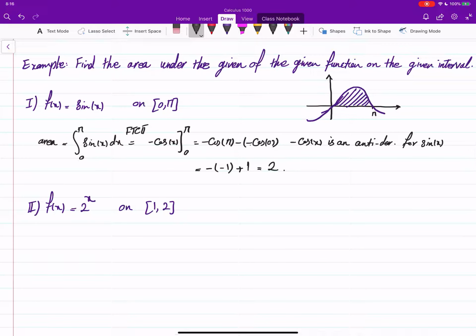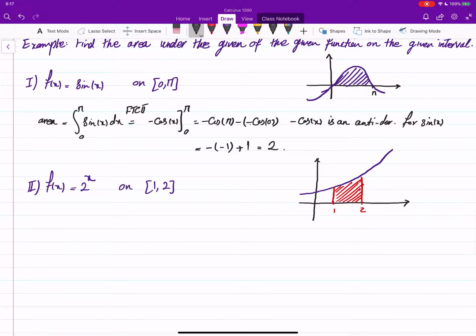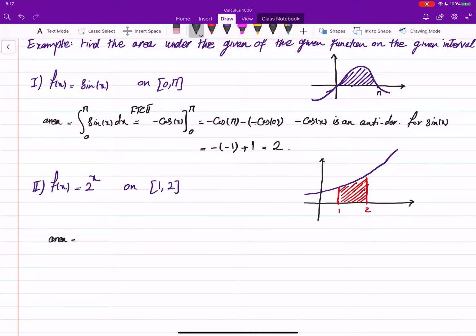This is another example. Well, remember that exponential functions are always positive functions, and in this case specifically we have 2 to the power x on the interval 1 to 2. Actually, we did find this area before using the limit and Riemann sum and right approximation. Well, here now we have another way of computing that. We have to integrate 2 to the power x dx from 1 to 2. We want to evaluate this definite integral.